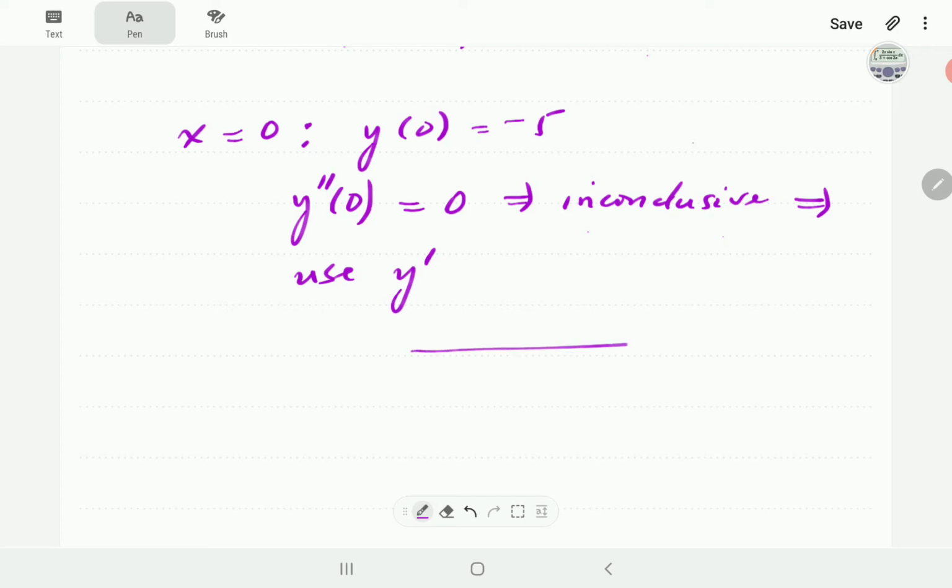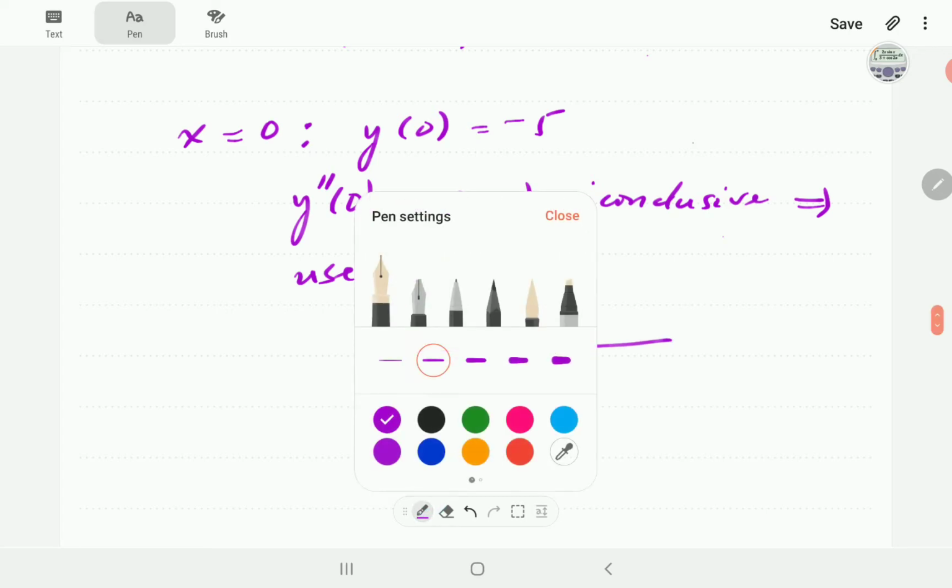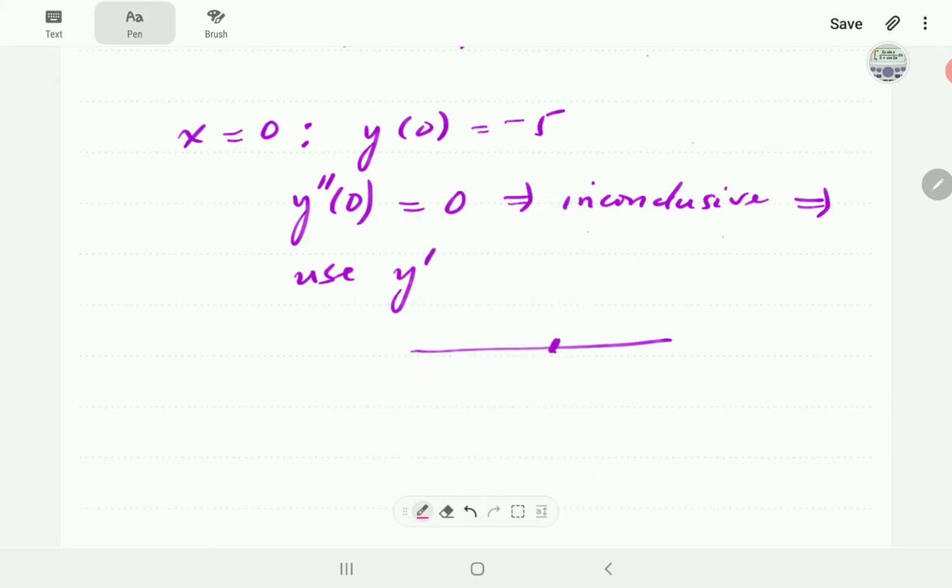So the idea is, our stationary point is at 0. So we know that at 0, the gradient is horizontal. So we need to determine the gradient on the left-hand side of x equals to 0, and the right-hand side of x equals to 0. There are 4 possibilities. It could look like this. It could look like that. Could look like this, and it could look like that. Okay, and this is our stationary point here.